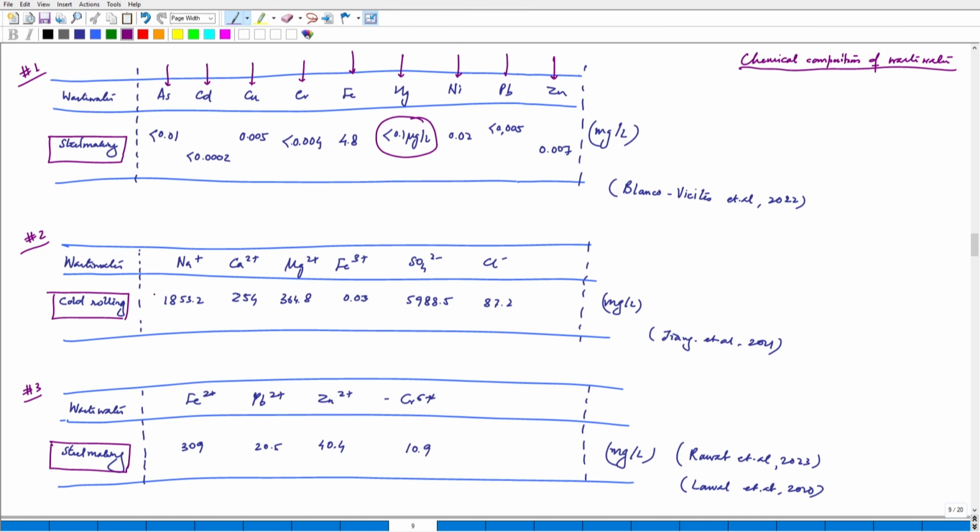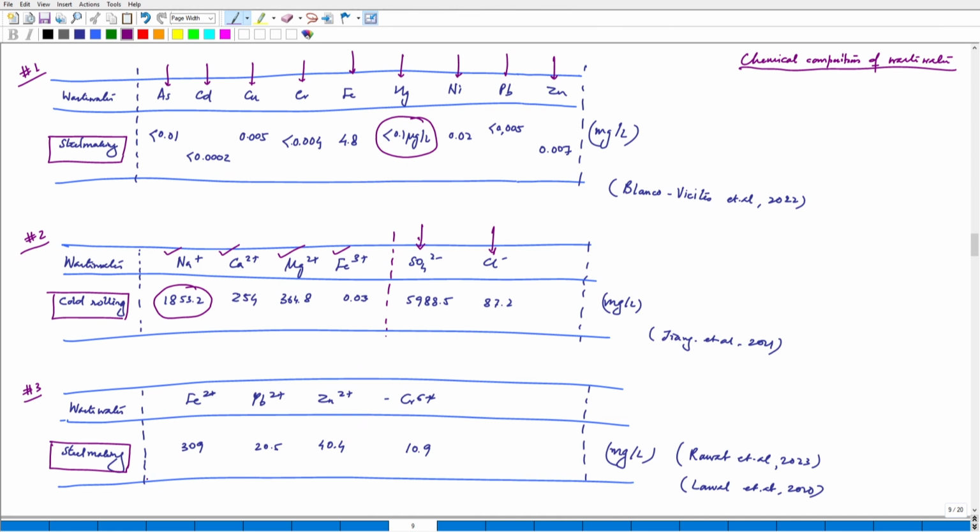Similarly, if we look at cold rolling wastewater, we see that this data is milligrams per liter, and these are the concentration of ions. We see that here we have sulfates and chloride described here, and we have the metal ions on the side. So we have sodium, calcium, magnesium, iron, and we see that sodium is present in very large quantities in cold rolling wastewater. So cold rolling wastewater is having sodium, sulfate, chlorine, calcium, magnesium and iron. And of course here we see that iron is very less.